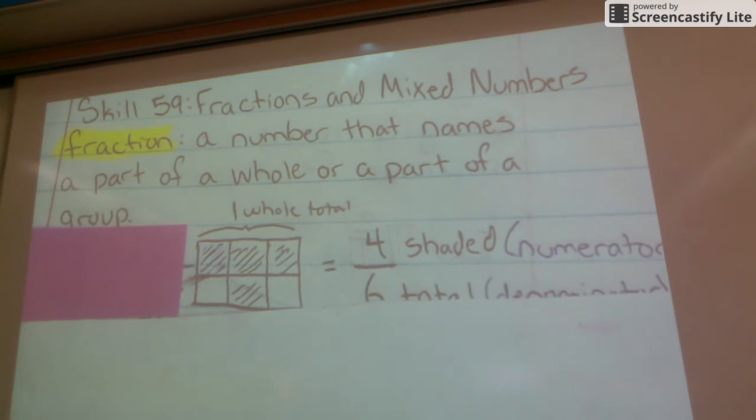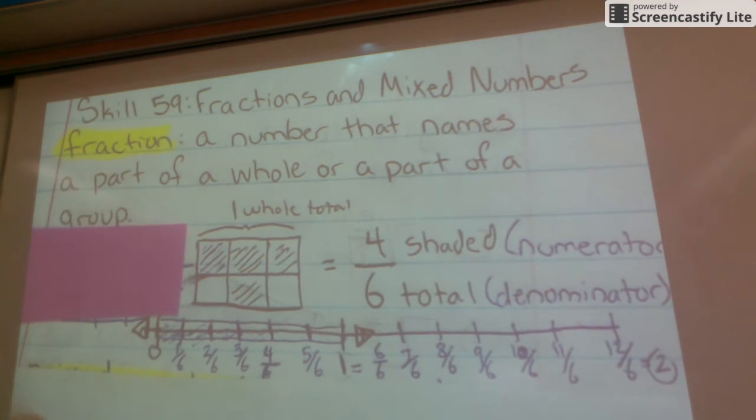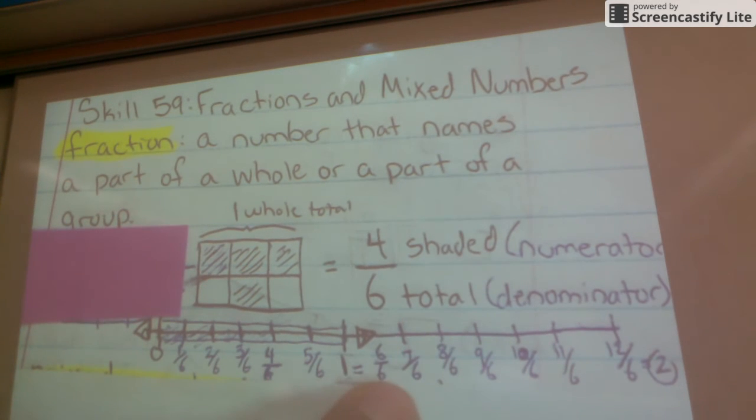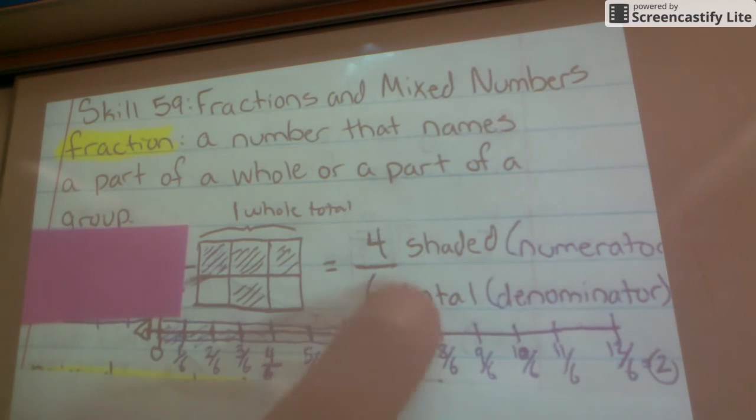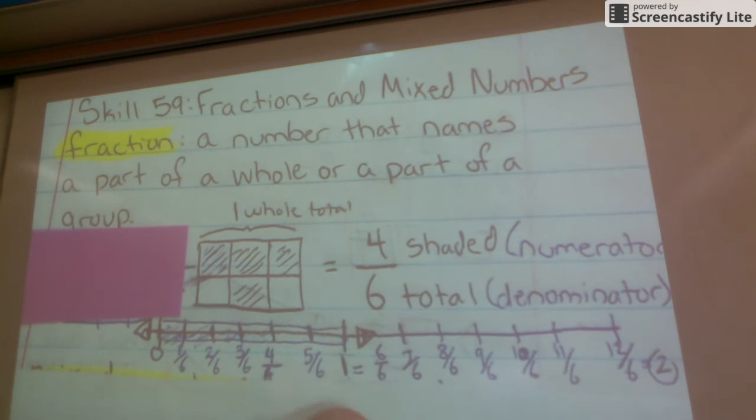We know that if we take this whole total, it's six pieces, and if we need one whole, it's six out of six pieces. So one whole is six out of six pieces. And then what we need to do is figure out where four out of six is. Well, if I know one whole is six out of six pieces, then if I move back two, that's four out of six pieces, which is where this would be.